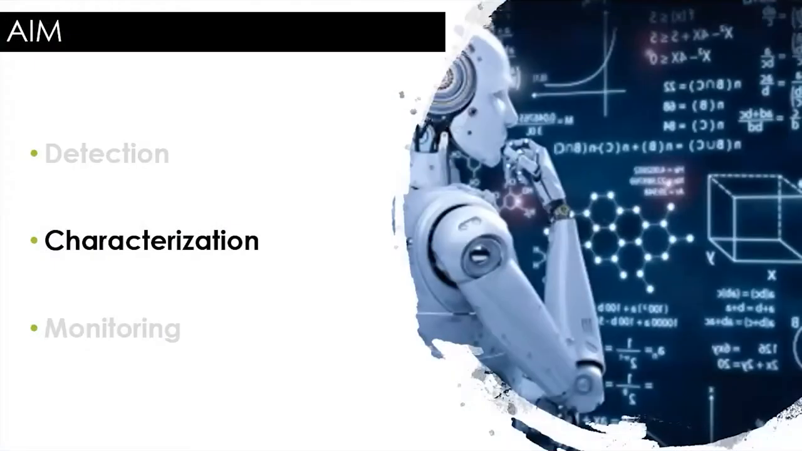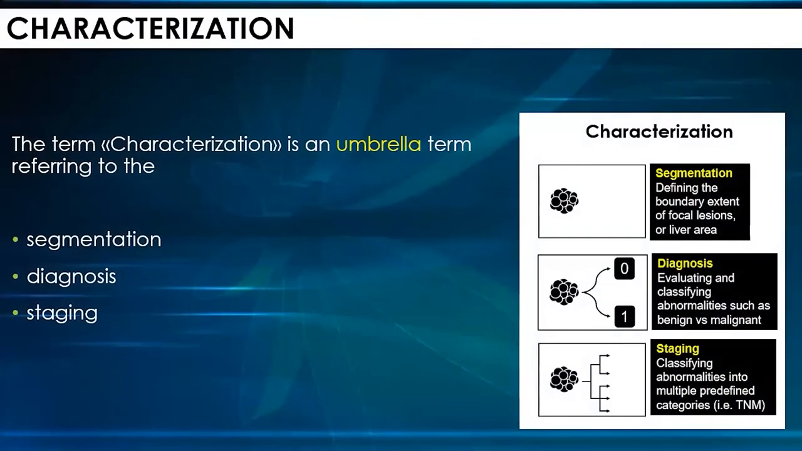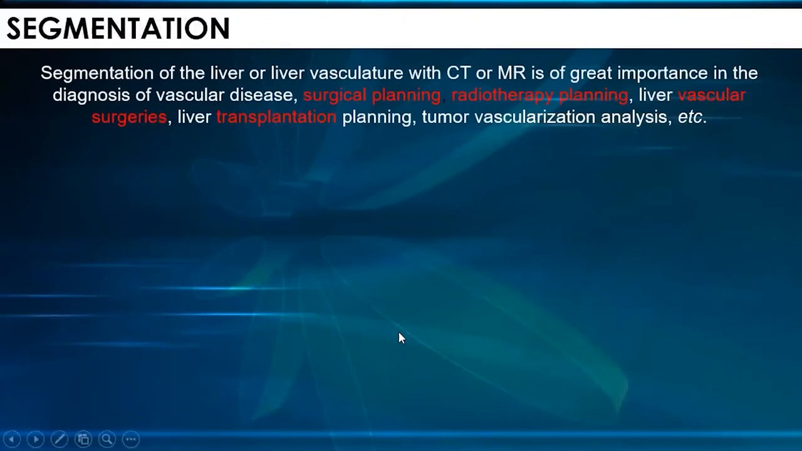Let's move now to characterization. Unfortunately, characterization is a very unspecific term, because we define it as an umbrella term. It refers to segmentation, that is, the possibility to delineate the edge of each lesion. It also includes diagnosis, that is, identifying the correct type of lesion that we could find. And finally, it should help us in staging the focal liver lesion. Let's start with segmentation.